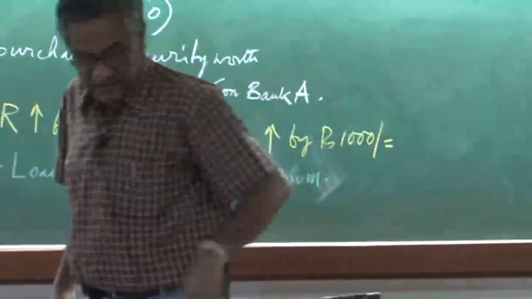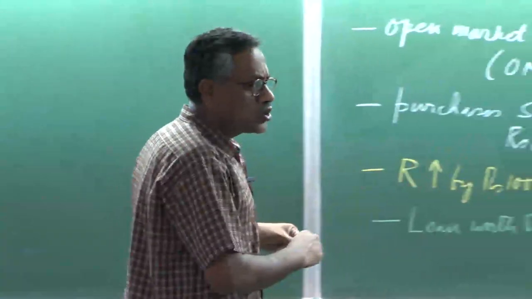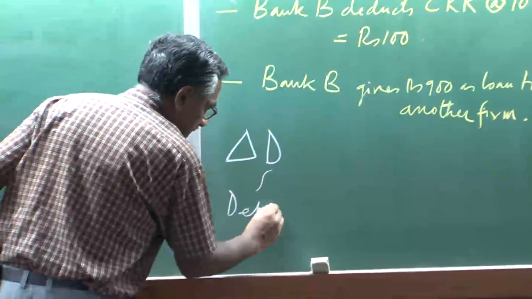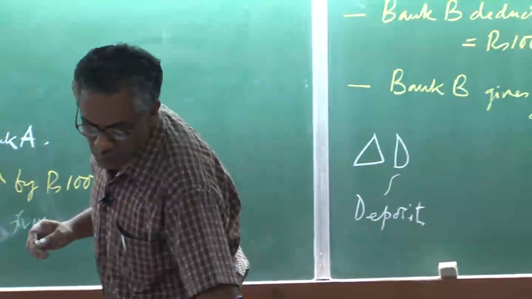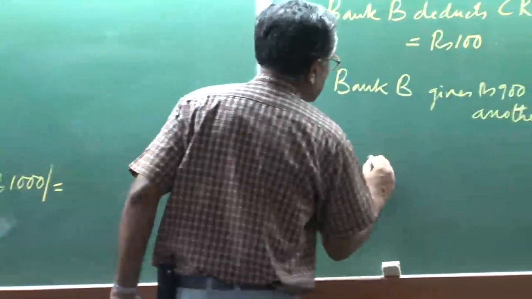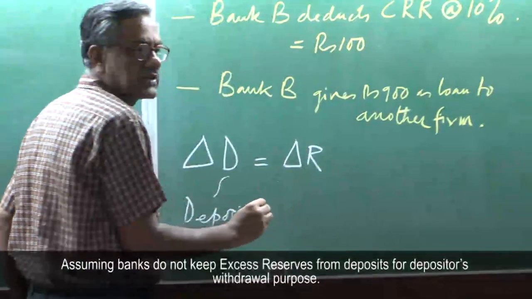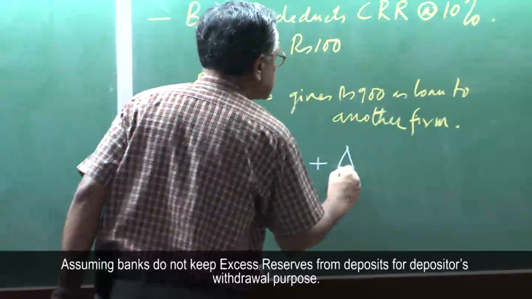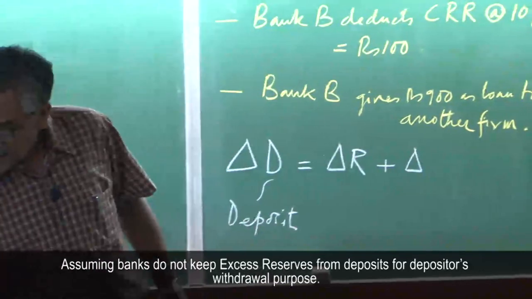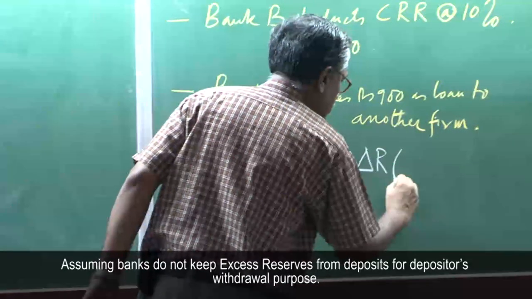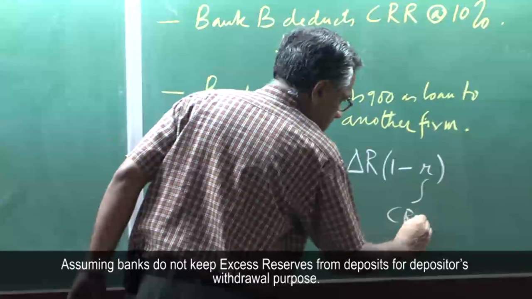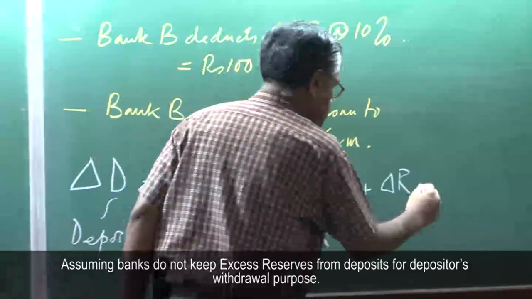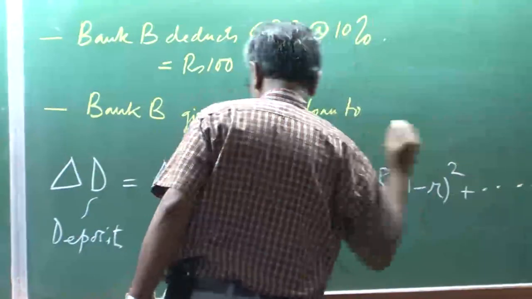So, what basically happens, this is the last line and you can go home: the total increase in deposits, delta D, where D is the total deposits in banks, will be the total change in reserves that have taken place. In the first round, the change in reserves is 1000. In the second round, the change in reserves because of bank deposits is delta R into 1 minus R, where R is CRR, cash reserve ratio, plus delta R into (1 minus R) of that. It is an infinite series.